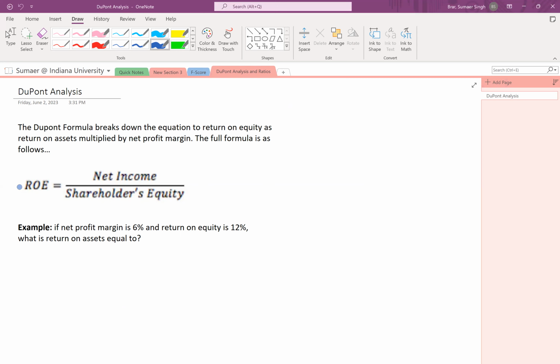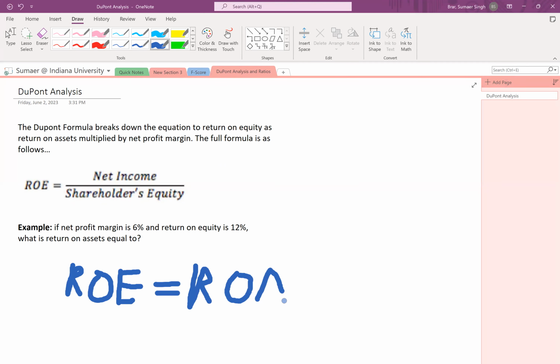And to assess our understanding, we'll do a practice problem really quick. If the net profit margin is 6% and the return on equity is 12%, then what is the return on assets equal to? Well, as we mentioned earlier, ROE is equal to return on assets, which I'll mark as ROA, times the net profit margin.